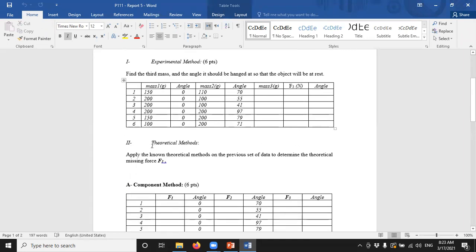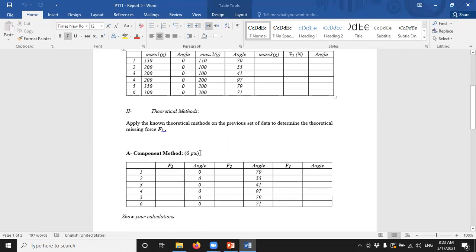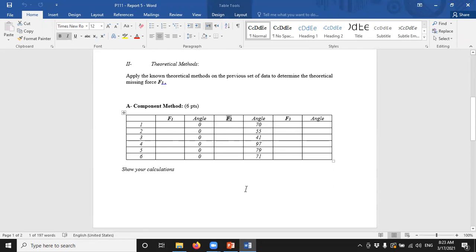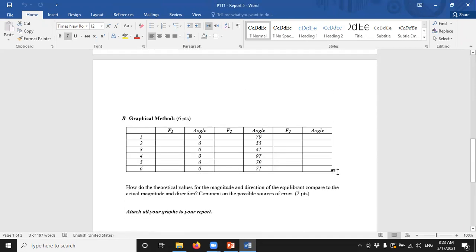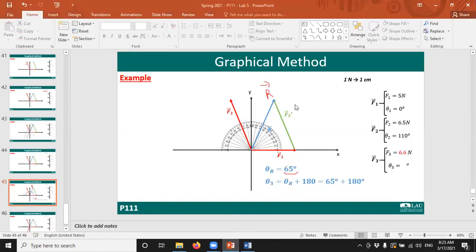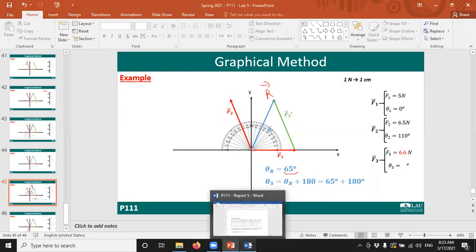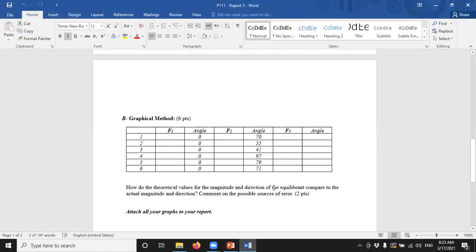Now, in the theoretical method, the first part, you are going to use the component method. You are going to calculate the magnitude of F1 and F2 and use the same procedure used in the slide to obtain F3 and the angle. Of course, you need to show your calculation. For the graphical method, it's similar to what I did here. You need to draw a graph and find the resultant. From the resultant, you will find the equilibrium force.